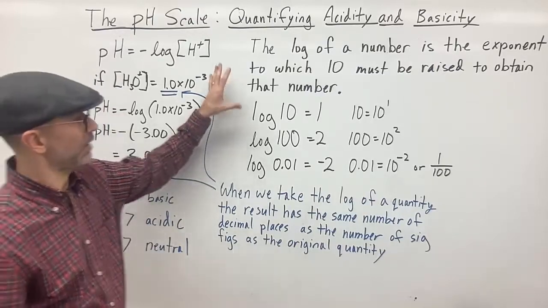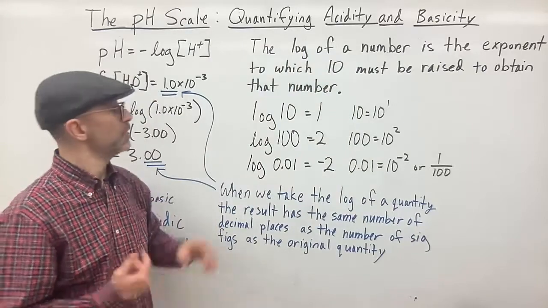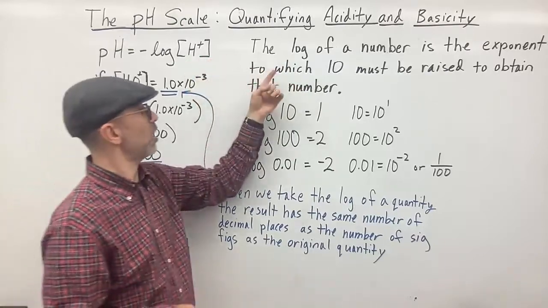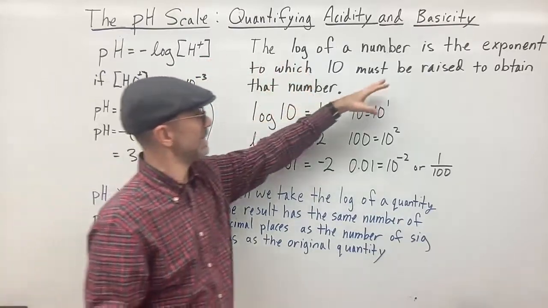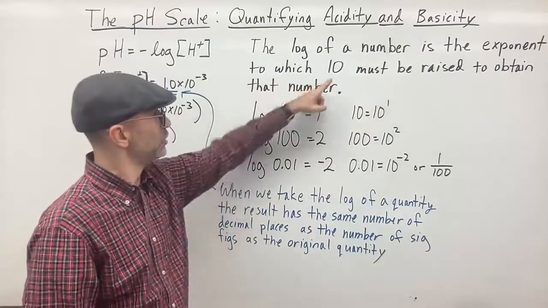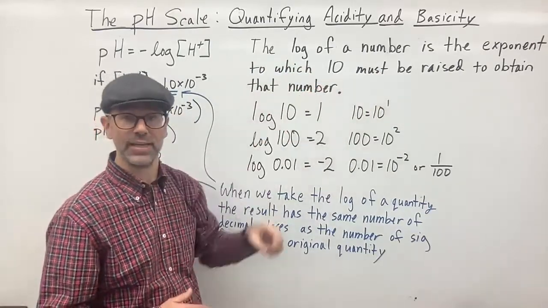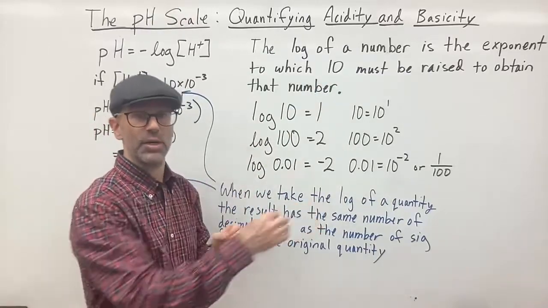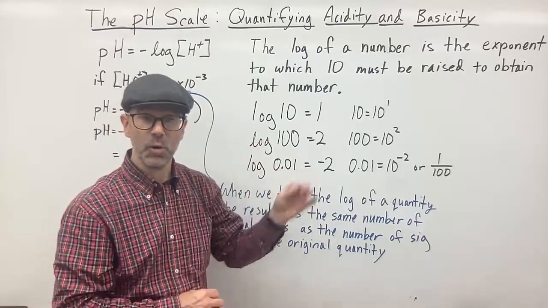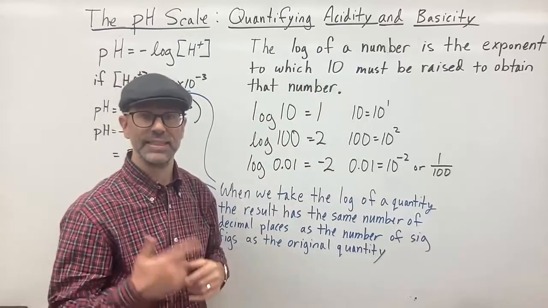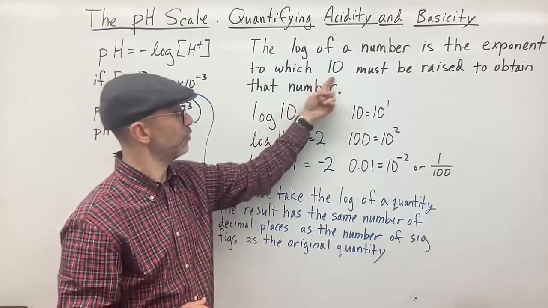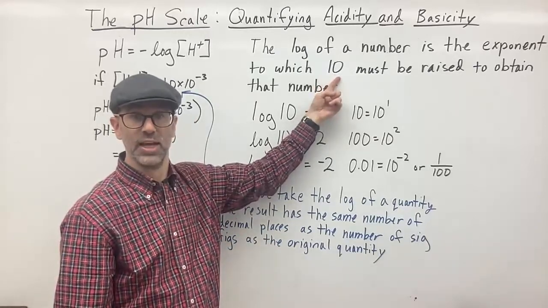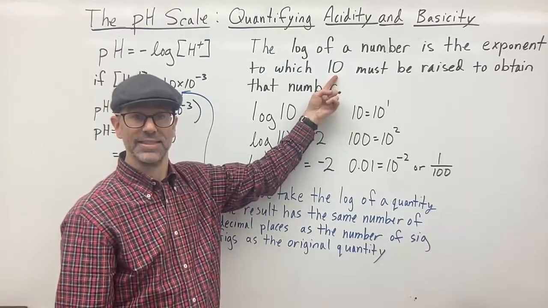So here I have an explanation of what we mean by log. I'm going to be talking about log base 10. So the log of a number is the exponent to which the number 10 must be raised to obtain the number you're talking about. So the log of a particular number is the exponent to which 10 has to be raised to get to that number. Since we're using 10 as the number we raise to a power, we call this base 10.